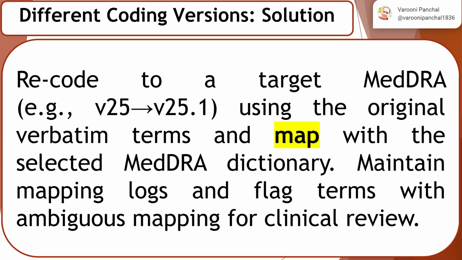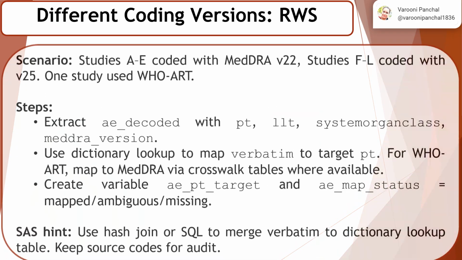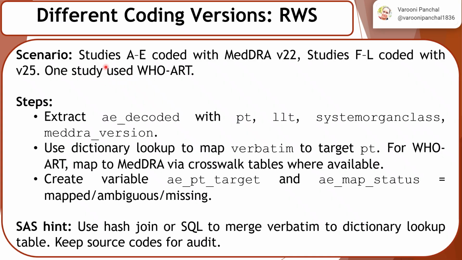After recoding, let's see another example of how we can implement this in a real-world scenario. Say studies A to E were coded with MedDRA version 22, whereas studies F to L were coded with version 25. One study was coded with WHO ART. The steps here: you can extract AE decoded with preferred term, LLT, system organ class and MedDRA version. Now you have 12 different studies, right?